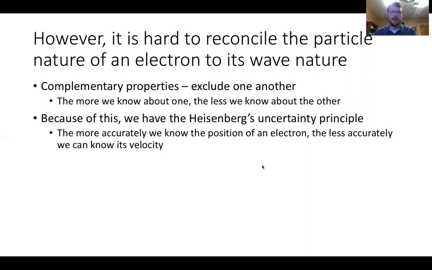These are known as complementary properties, and they exclude one another. The more we know about the wave nature of an electron, the less we know about the particle. The more we know about the particle, the less we know about the wave. Because of this, we have what's known as Heisenberg's uncertainty principle: the more accurately we know the position of an electron, the less accurately we can know its velocity.